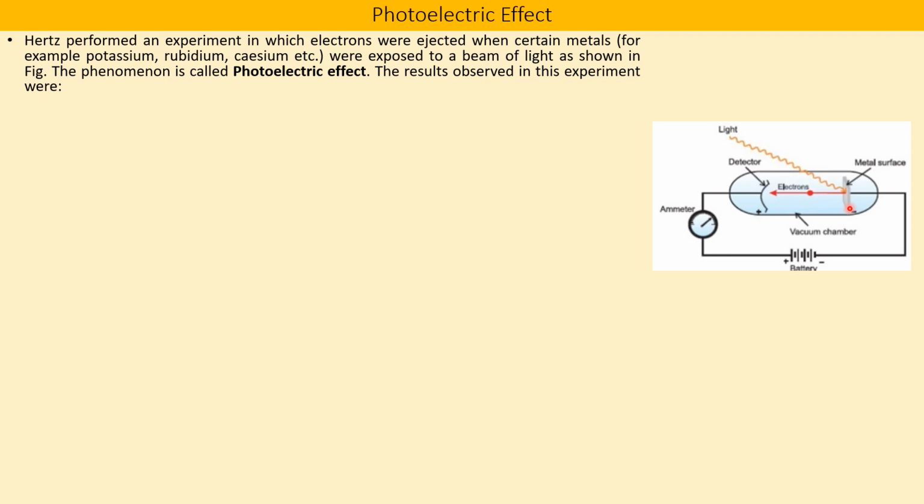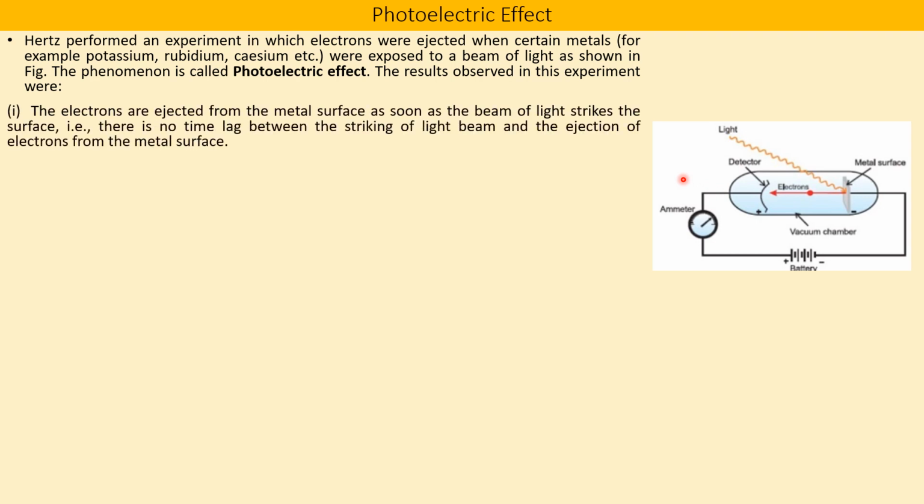Electrons are ejected from the metal and counted by a detector that measures their kinetic energy. So these electrons are emitted from the surface and directed towards the detector, which counts the number of electrons and measures their kinetic energy. The results observed in the experiment were: first, electrons are ejected from the metal surface as soon as the beam of light strikes the surface. There is no time lag between the striking of the light beam and the ejection of electrons.